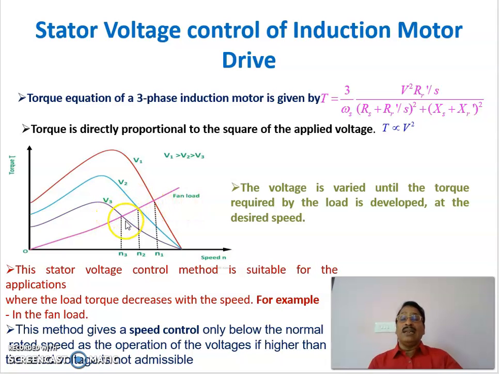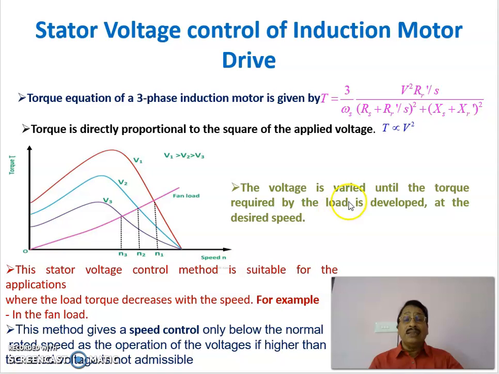The speed at which the motor is running is decided by the point of intersection of the motor torque and the load torque. Therefore, corresponding to a voltage of V1, it is running at omega 1, corresponding to V2, it is omega 2, and corresponding to a voltage V3, it is omega 3. Since the voltage V3 is less than V2, which is less than V1, we can say that the speed omega 3 is less than omega 2, which is less than omega 1. Therefore, by reducing the stator voltage, you can reduce the speed of the motor.